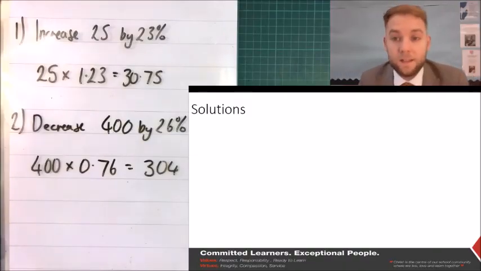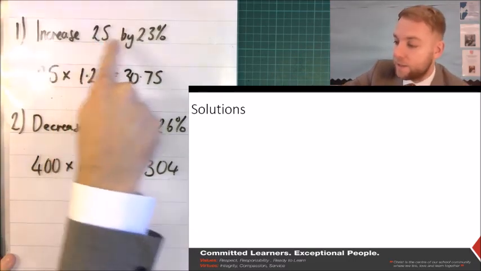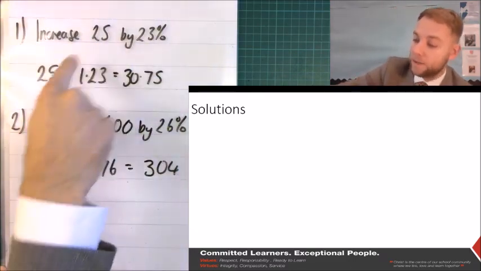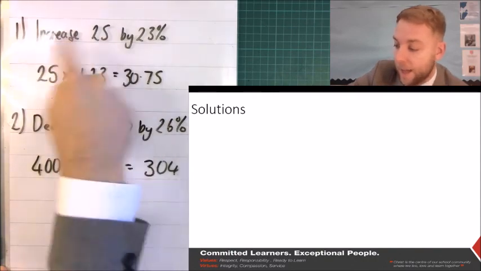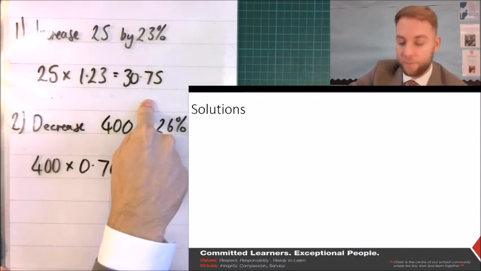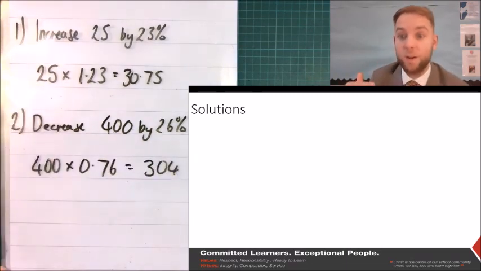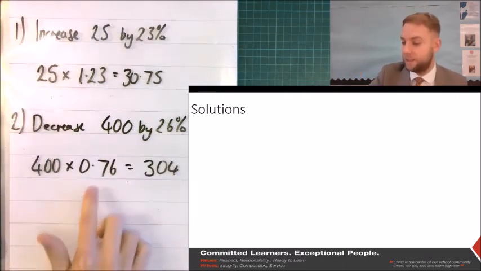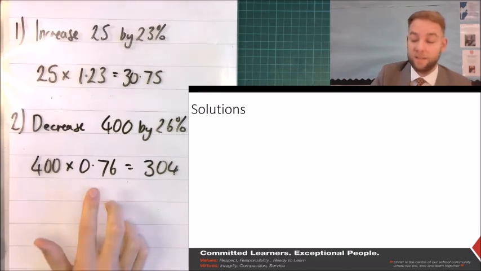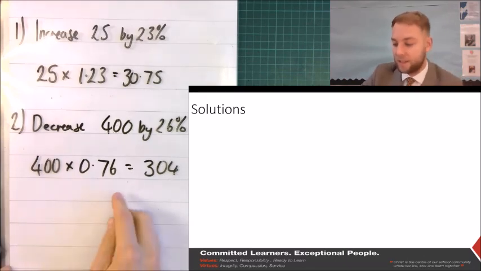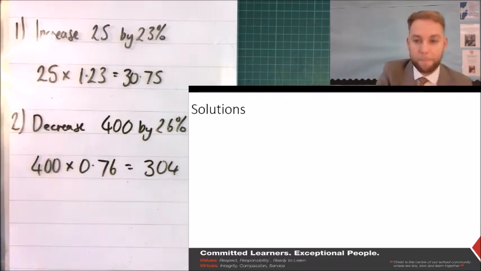Okay, so here's the solutions to the first two. So here we've got an increase of 23%. So our multiplier is going to be 1.23 and times in by that, which is 30.75. Question 2, decrease by 26%. So I'm subtracting 26% from 100%, which is going to be 76, which as a multiplier is 0.76, and I'm times in by that there. Brilliant.